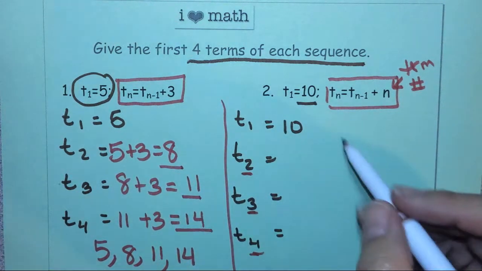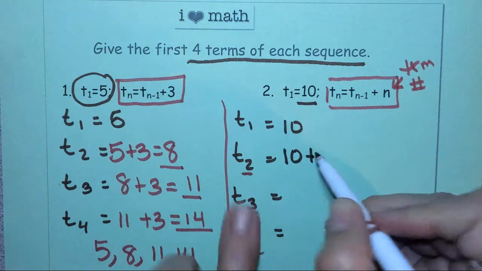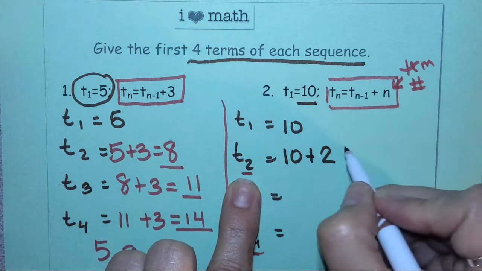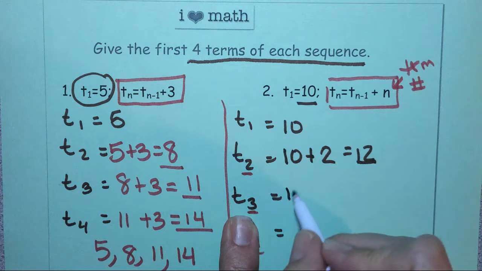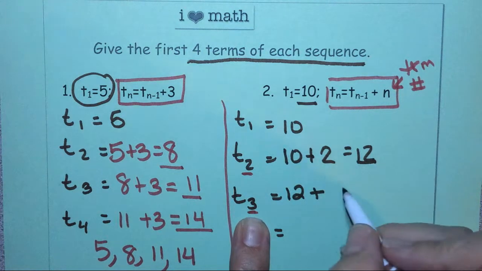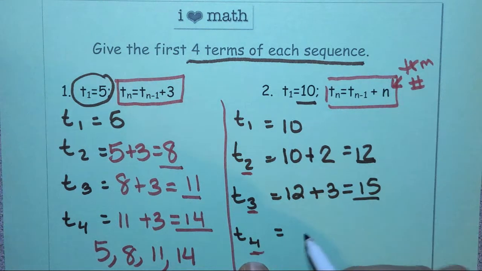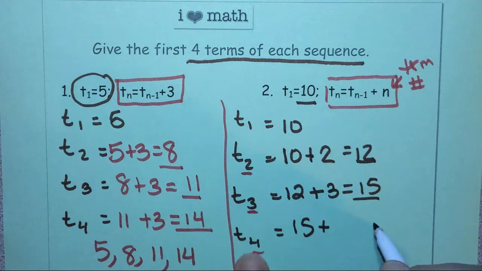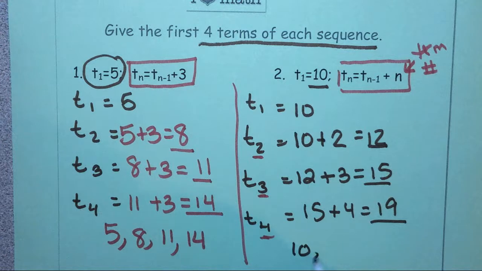Okay. So to get the next term, I take the answer above and I add the term number, which is 2. Again, I take the answer above, which was 12, and I add my term number, which is 3. I'm going to take the answer above, which is 15, and I'm going to add my term number, which is 4. So they want the first 4 terms, so I have 10, 12, 15, and 19.